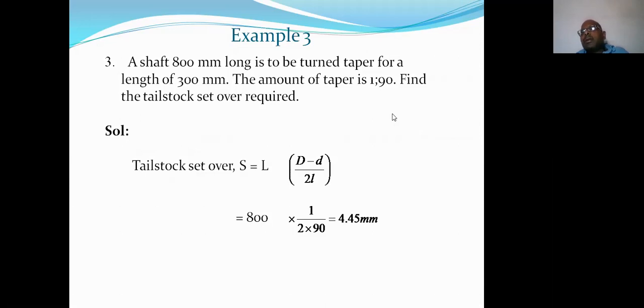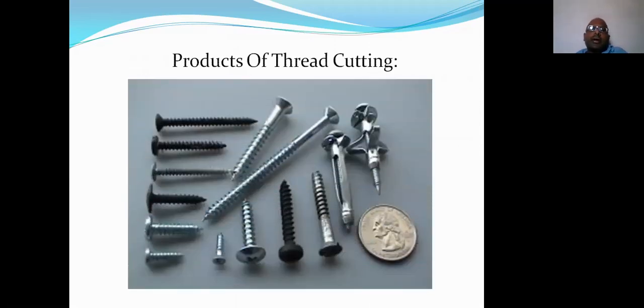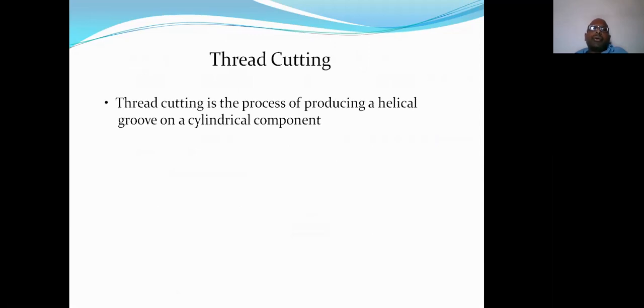So after completion of these four important methods, next we enter into the important one, that is the thread cutting operation. These are the various components produced on a turning machine by using the thread cutting operation. In the previous class, just an introduction was given to you regarding thread cutting. But in this one, how to calculate the speed ratios or gear ratios will be explained to you. Thread cutting is the process of producing a helical groove on a cylindrical component. That process is called the thread cutting operation.